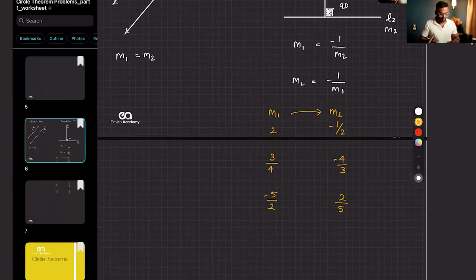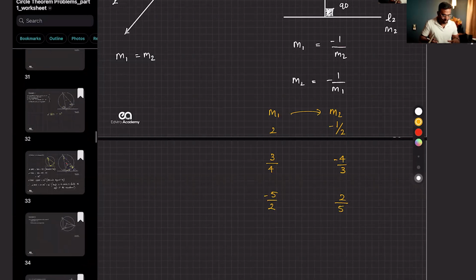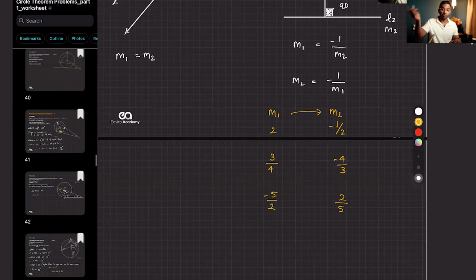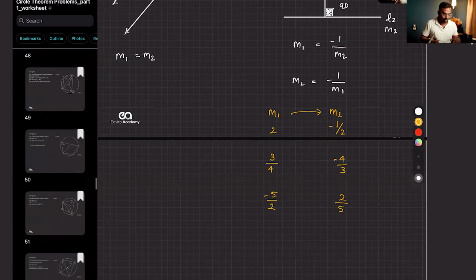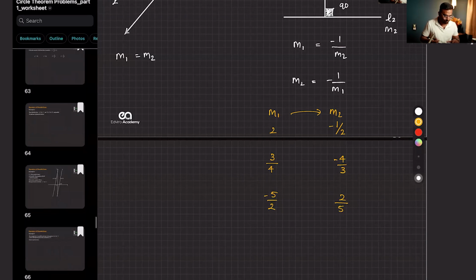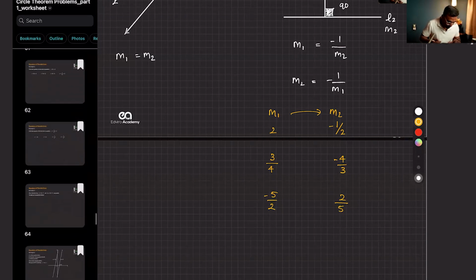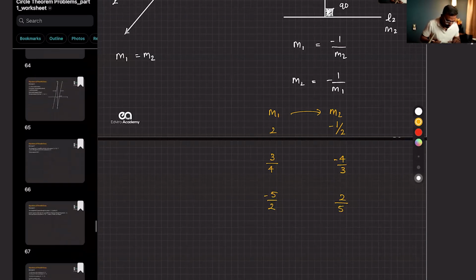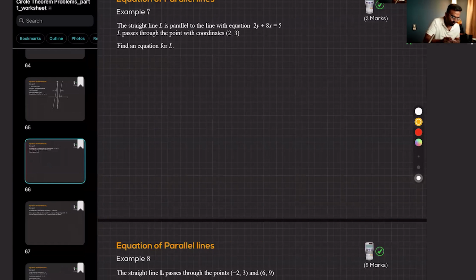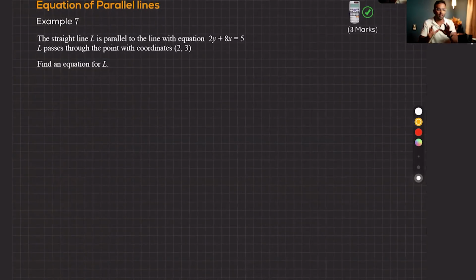Now, let's go through some questions. I'm not going to touch on circle theorems. If we have time, we will come back and do some circle theorems. But for now, I want to go through a quick example of parallel lines. A couple of parallel lines, a couple of perpendicular, and then we will start our lesson. So this is an intro, what's going on.